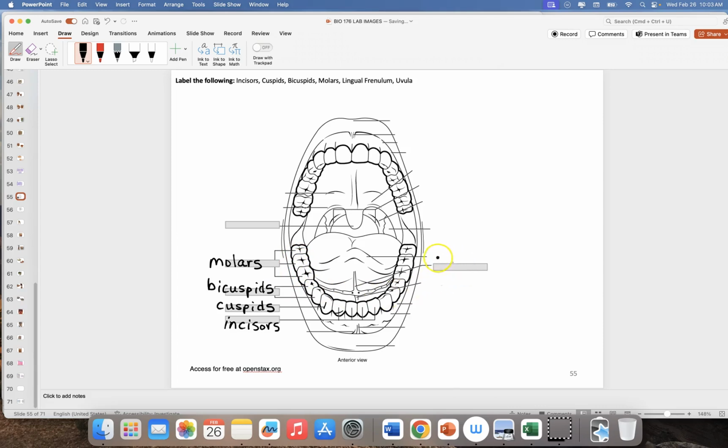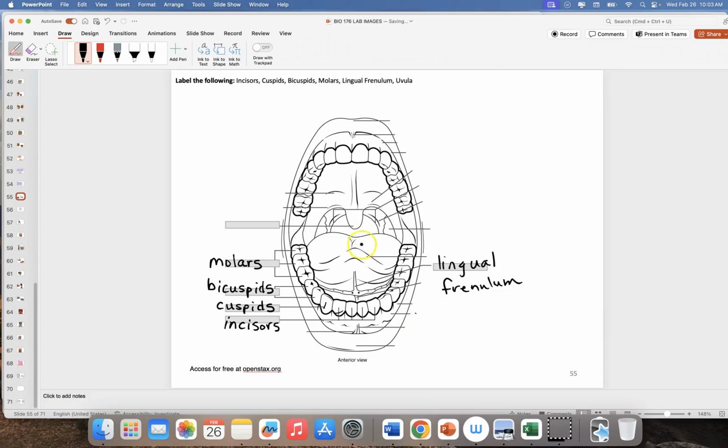We can also see the lingual frenulum, which we don't really get to see on any of the models in lab. And the lingual frenulum is going to help to stabilize the tongue.